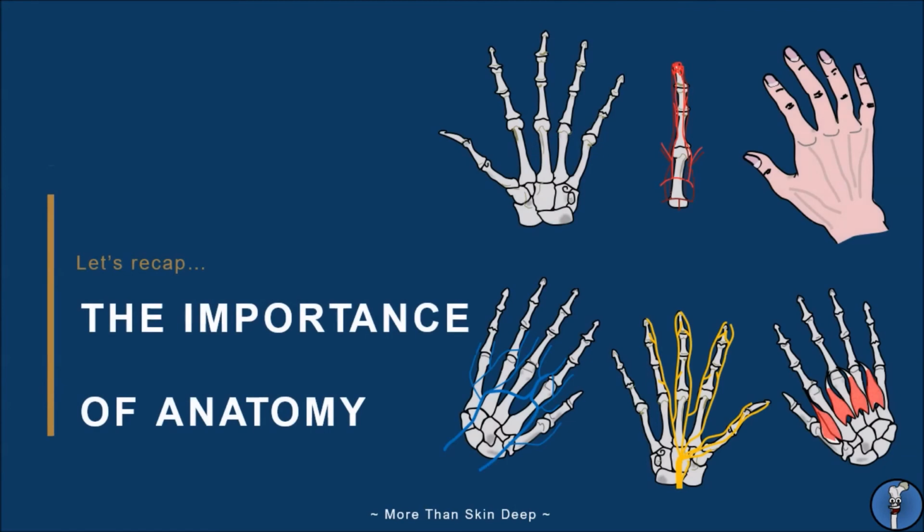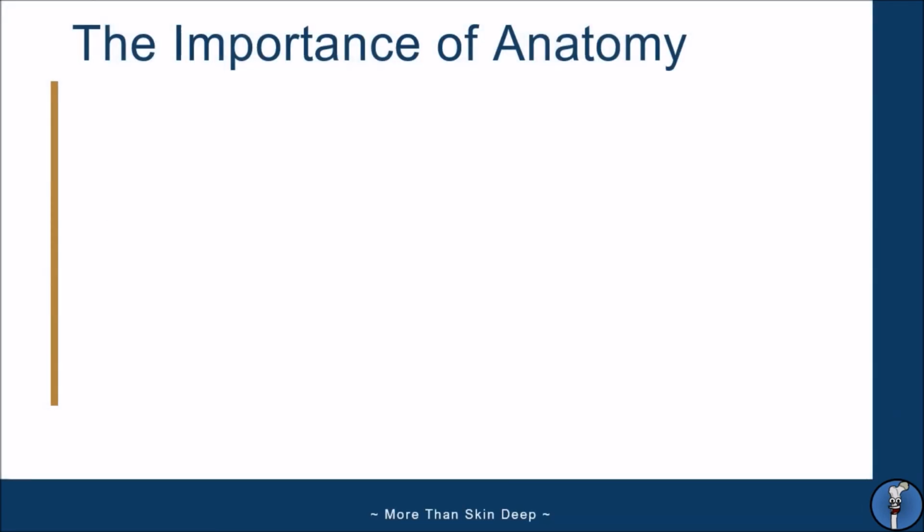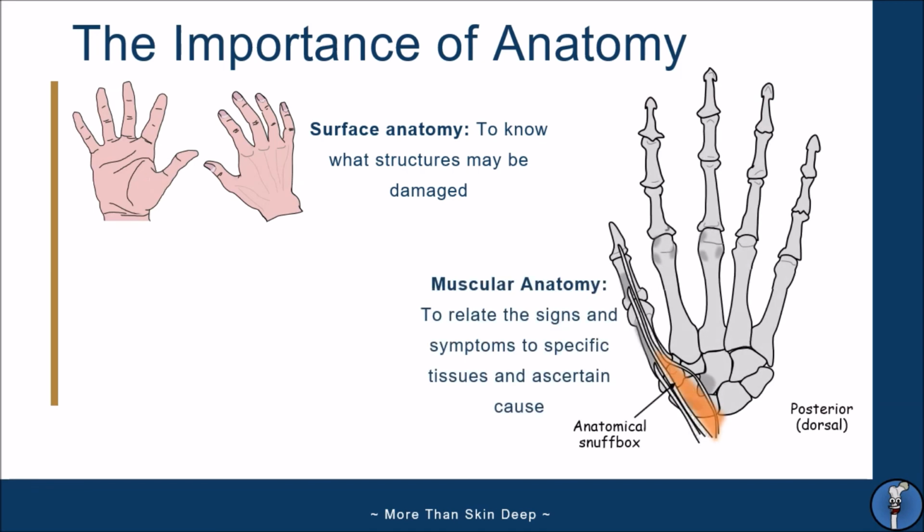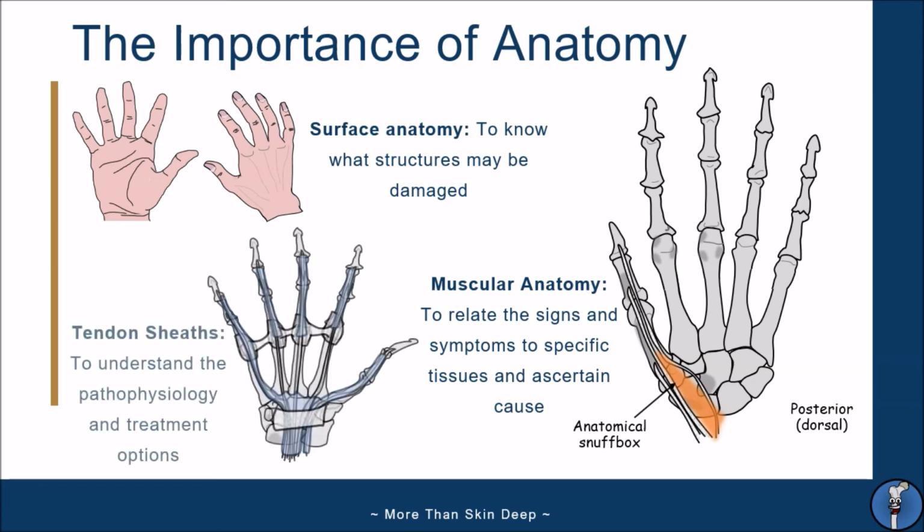Finally, let's recap the importance of anatomy in understanding today's clinical case. The surface anatomy allowed our GP to infer what structures may be damaged without having to x-ray or open up the patient. Understanding the muscular anatomy enabled us to relate the signs and symptoms for this patient to specific tissues and ascertain the cause. And understanding the tendon sheaths in the hand allowed us to understand the pathophysiology and treatment options available.